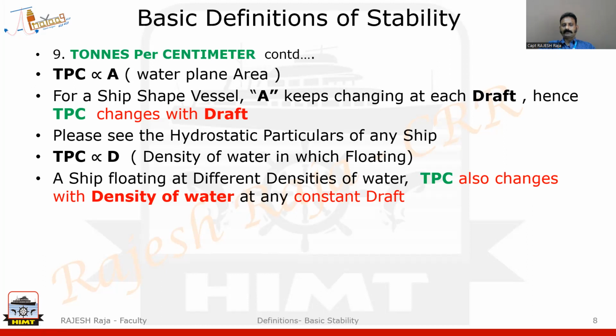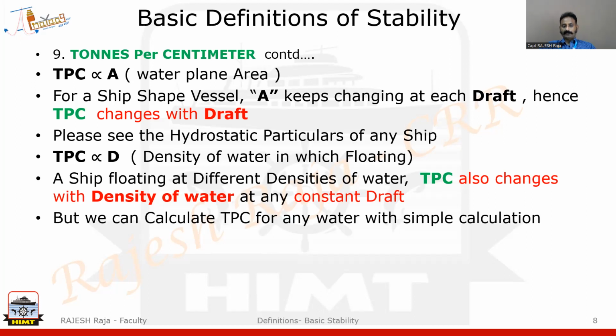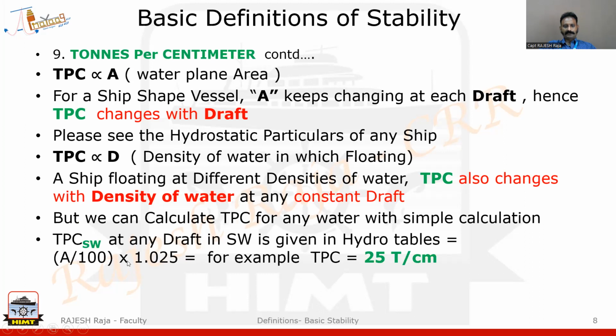Why? Because you have to convert this when you are solving problems if you are not in a particular water, which is your salt water. So we can calculate the TPC of any water with the same displacement formula I've just shown you. Let us say TPC in salt water at any draft, which is given to you in your hydrostatic tables, which is made only for salt water. I'm just taking a small example. Let us say it was written as 25 tons per centimeter. I can still use this formula also, A by 100 into 1.025. Why? Because I'm floating in salt water, it is 25 tons per centimeter.